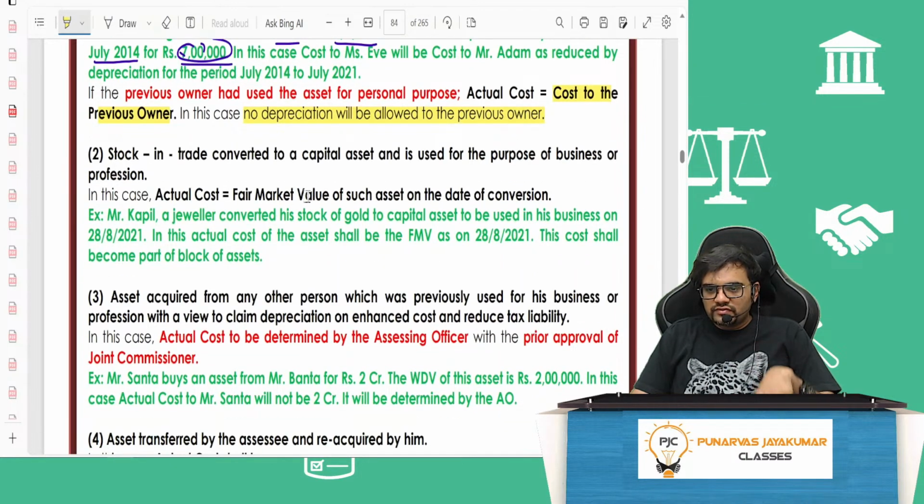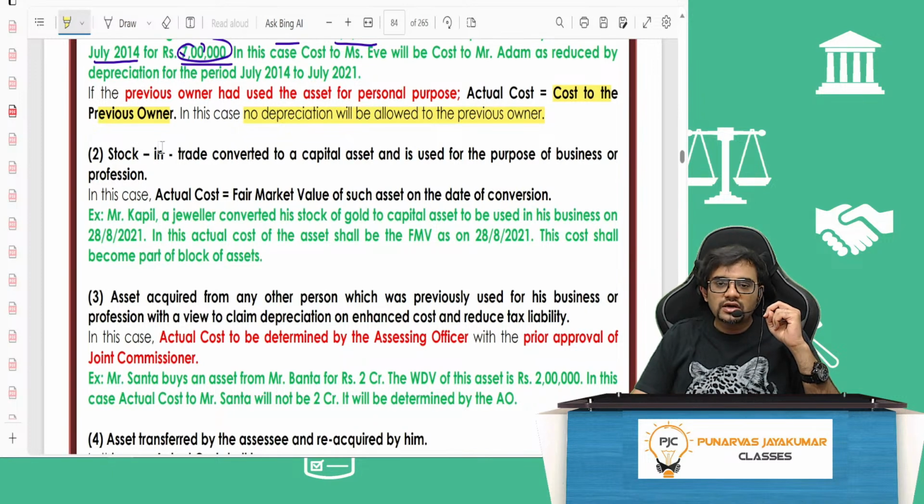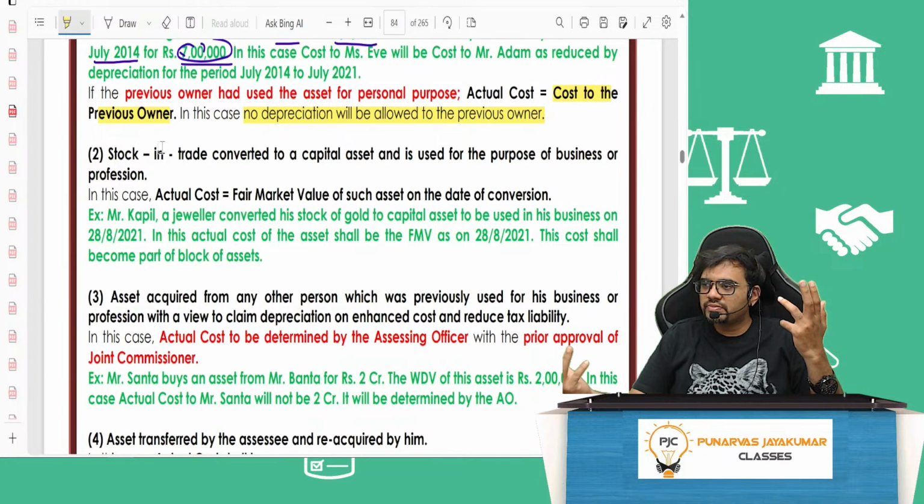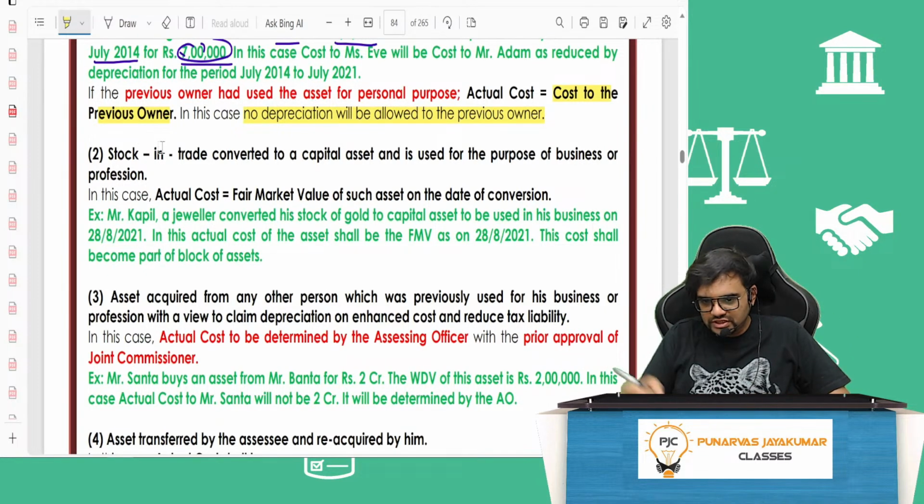Stock in trade converted to a capital asset and then used for the purposes of business or profession. I already told you, 1 crore property converted to office. And what is the FMV? 3 crore. 3 crore minus 1 crore, 2 crore will be PGBP. And how much will I record that asset as in my balance sheet? 3 crore. Why? Because I have already paid tax on 2 crore. So if you see, actual cost will be FMV of such asset on the date of conversion. In my example, 3 crore.